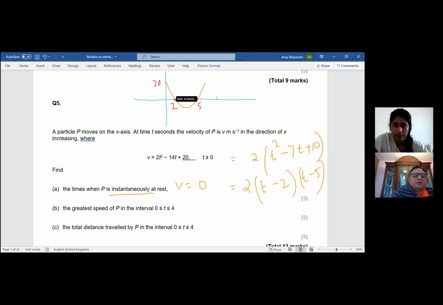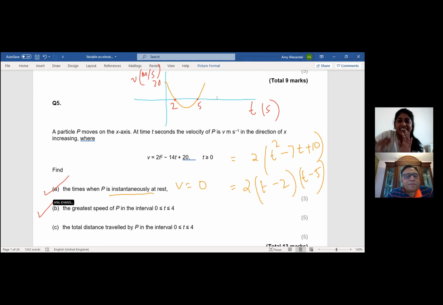Got it. Now you've done the first question, which is we know the times when it is at rest, t in seconds. And this is displacement, it is velocity in meters per second, right? Okay. Fine. Can you answer the second question?